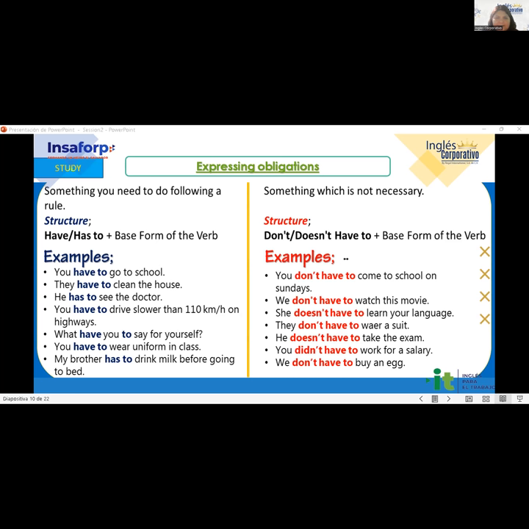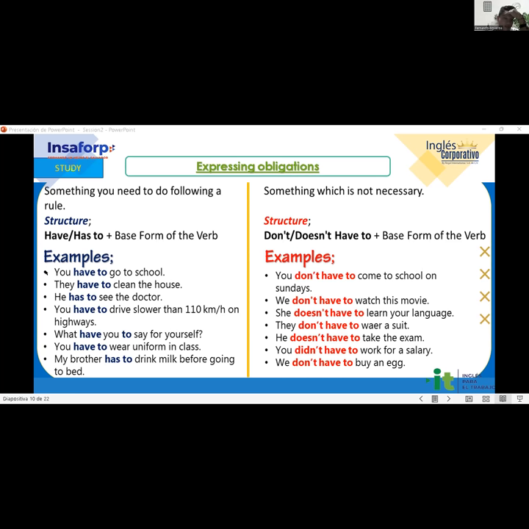So I get confused because I have double names. Let's see. How are you, Fernando? Help us, please. Something you need to do following a rule. The structure is has to plus base form of the verb. Examples.